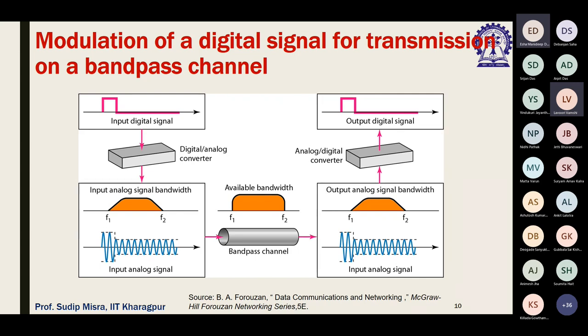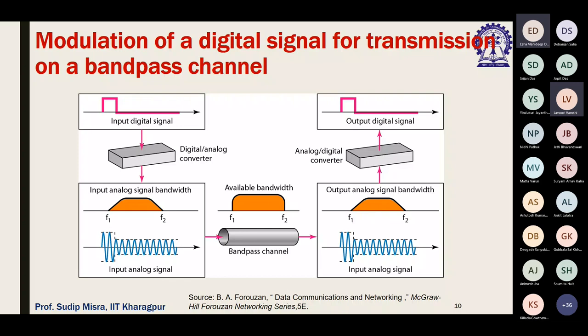The input digital signal will first have to be converted to the analog form, right? Then that input analog signal will have to pass through this particular channel. And then the same thing goes on all the way up to the recipient, so there is the output digital signal like this. So through the channel, this input digital signal will have to be converted to an analog signal. It will have to be modulated, right?